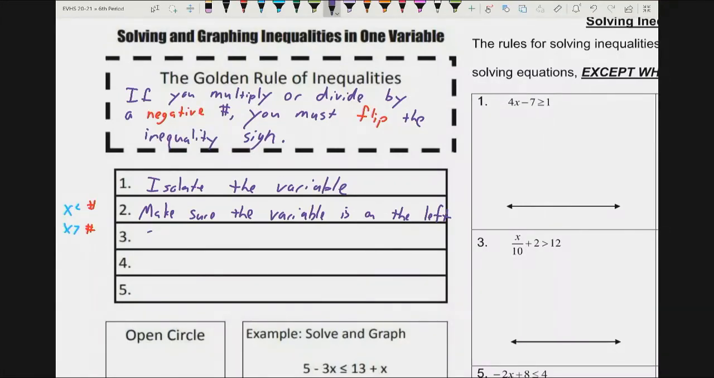Okay, then for the graphing portion, circle a number on the number line.